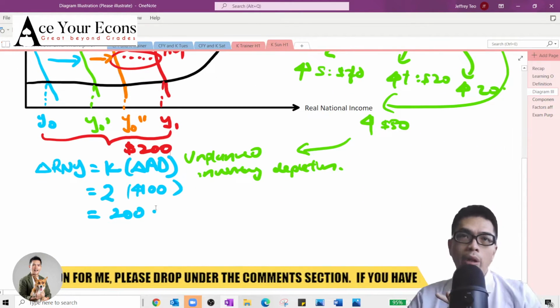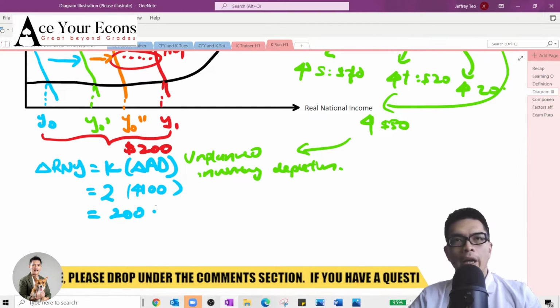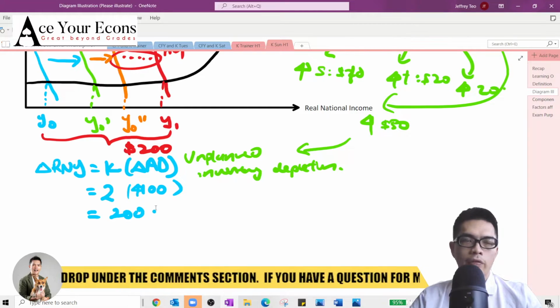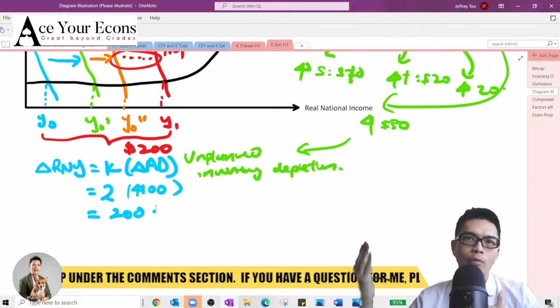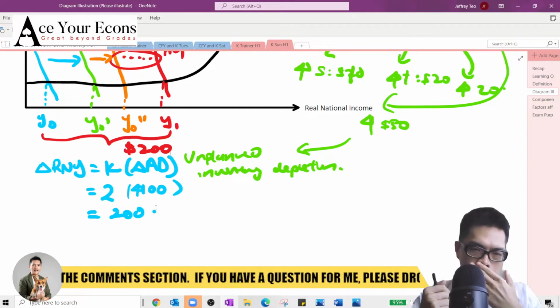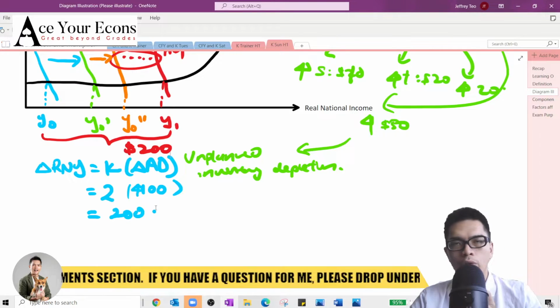So when do we use the full multiplier process? For my H1 students, you don't need to. All you need is to understand what is the process behind that. For my H2 students, there is a separate essay question in the H2 folder.